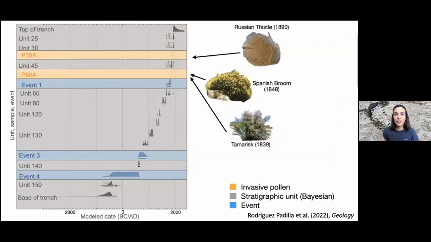So we found 3 interesting invasive pollen species present on the most recent record of our trench. These are tamarisk, Spanish broom, and Russian thistle. And I will note the tamarisk and Spanish broom, which were introduced in 1839 and 1848 respectively, are on the unfaulted unit that's on top of event 1. Thus, this helped us rule out 1857 as the most recent event. It has to be 1812.